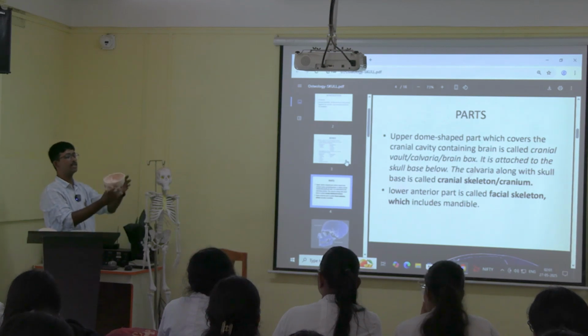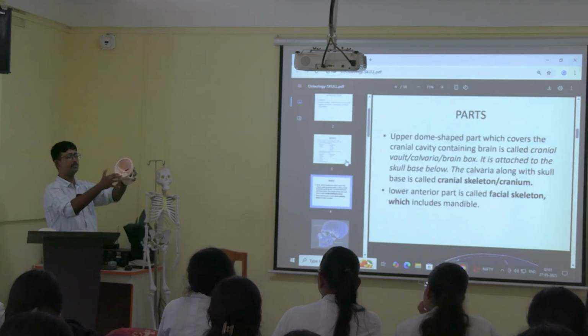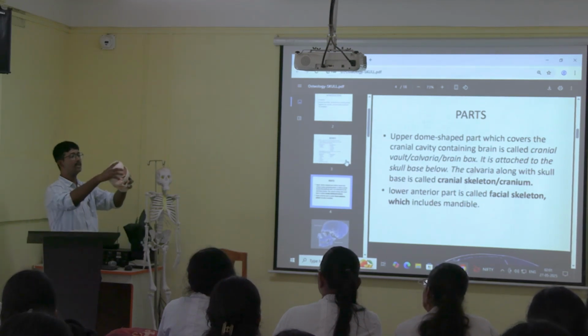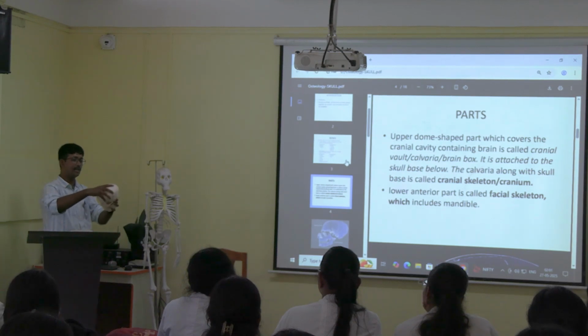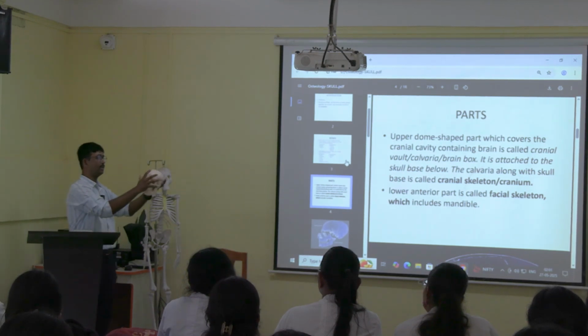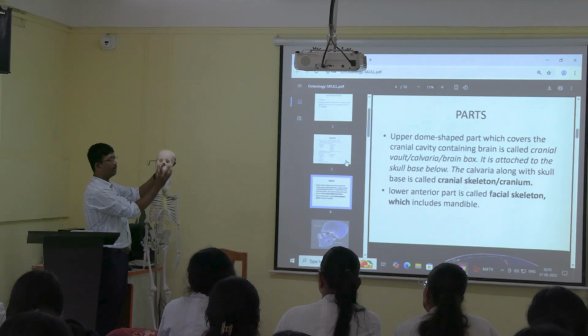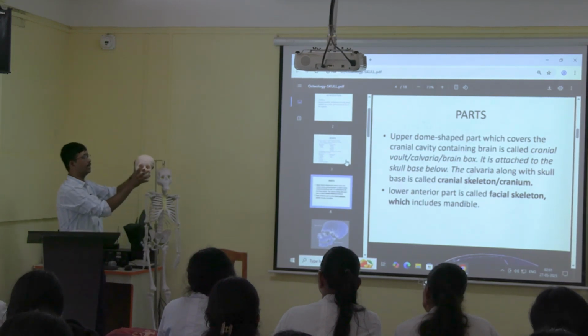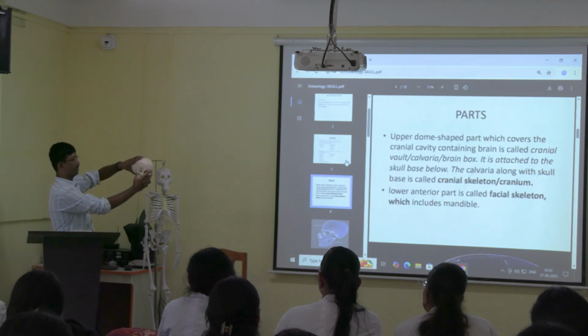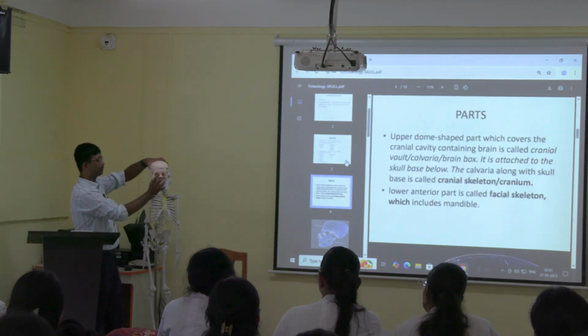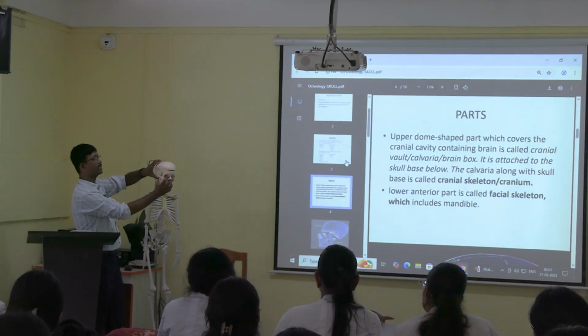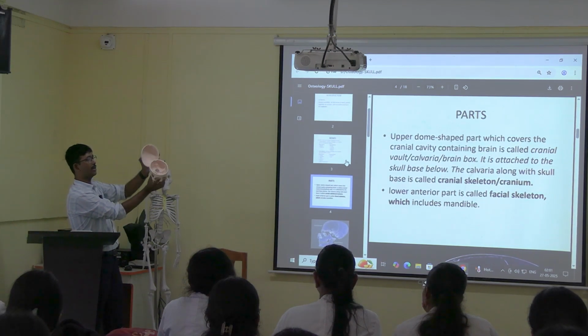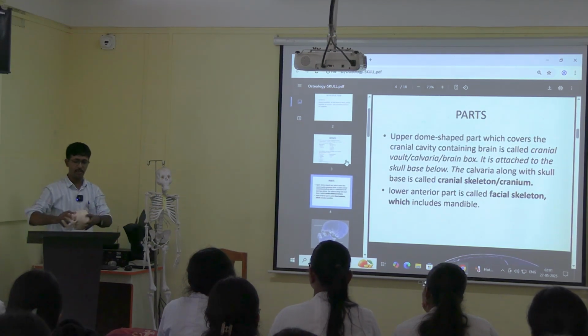And it is attached to the base of the skull. This is the base of the skull, and together they form the cranial skeleton. So the whole skull is divided into your cranial skeleton and your facial skeleton. This is the facial skeleton, the bones of the face, and this is your cranial skeleton. This cranial skeleton is again subdivided into your cranial vault and base of the skull.